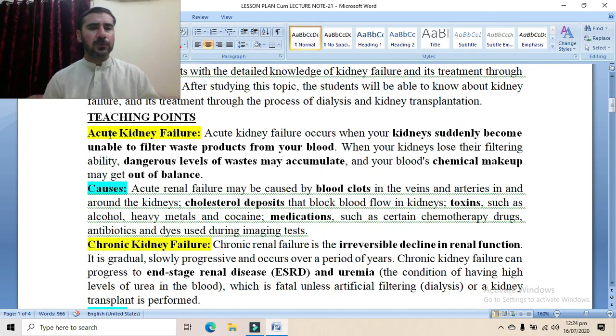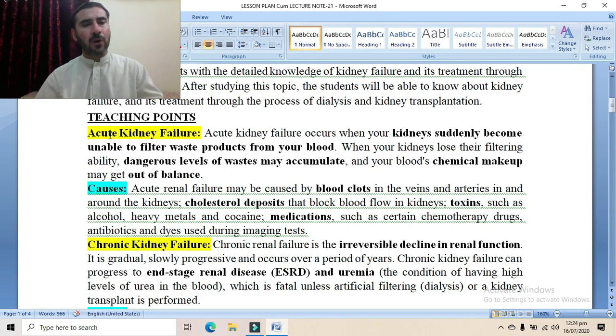There are two types of kidney failure. One is known as acute kidney failure, the other one is known as chronic kidney failure. Acute means severe, intense, while chronic means any disease which occurs for a long time. So acute kidney failure occurs when the kidney suddenly becomes unable to filter waste products from your blood.